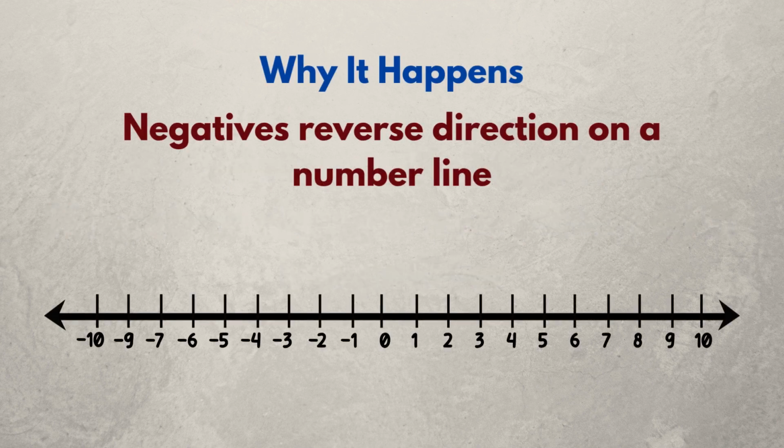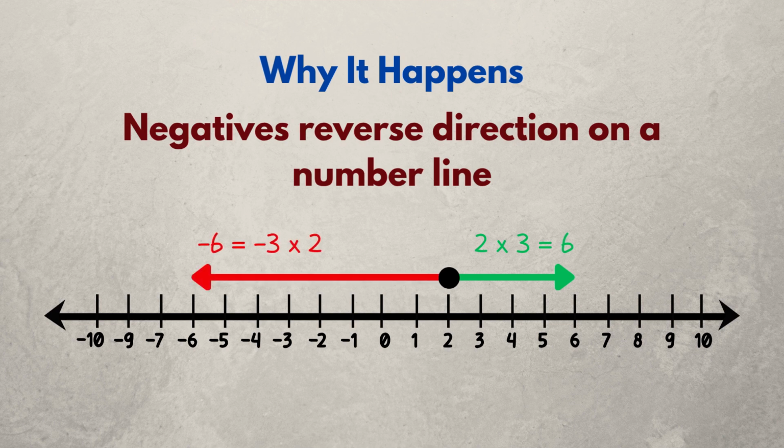Why do we flip? Because a negative reverses the direction on the number line. If you multiply or divide by a positive number, everything moves in the same direction, so the inequality sign stays the same. But when you multiply or divide by a negative number, it's like turning the number line backwards. The numbers switch places, smaller becomes bigger, and bigger becomes smaller. That's why you have to flip the inequality sign to keep the statement correct.